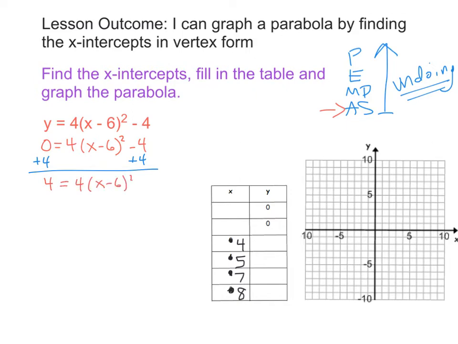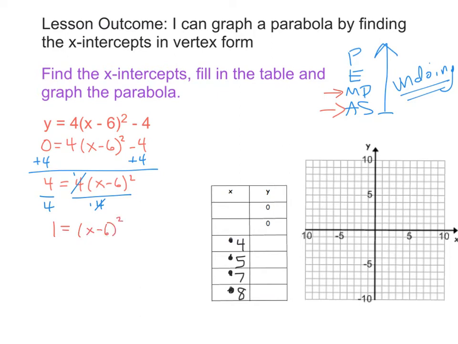6 squared. Now we are going to multiply or divide to undo, and in this case we're going to divide by 4, because 4 divided by 4 is 1 over 1, or just 1, and over here we have to divide by 4 as well, both sides of the equal sign. 4 divided by 4 is 1, so 1 equals x minus 6 squared.